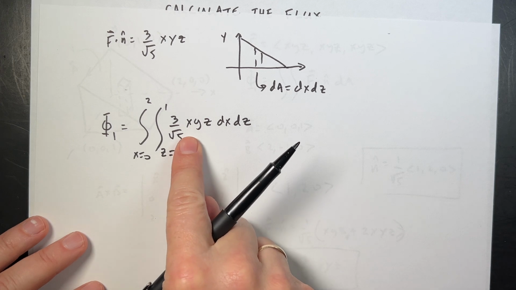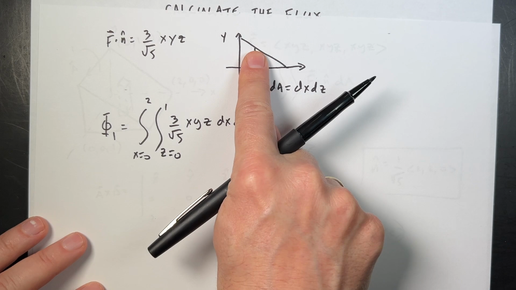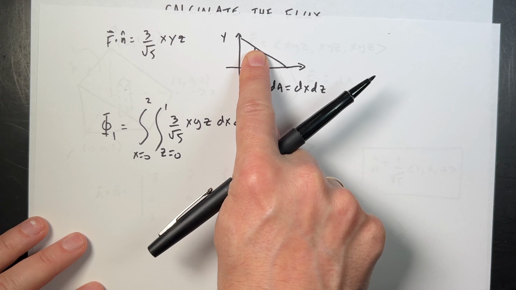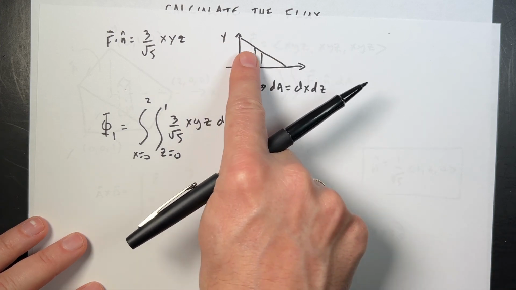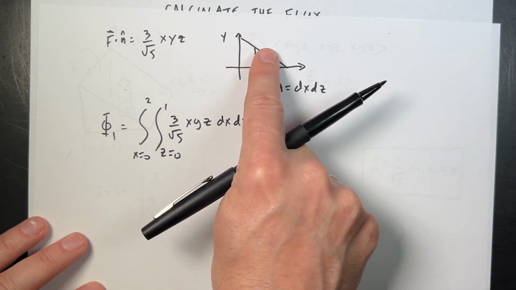Because I have x, I can integrate x. I have z, I can integrate z. But what about y? Well, now that's where we have to use this function up here to determine the value of y. And so if I look at that from the side, I can see that y does depend on x. And we have the equation, we have a straight line right here.